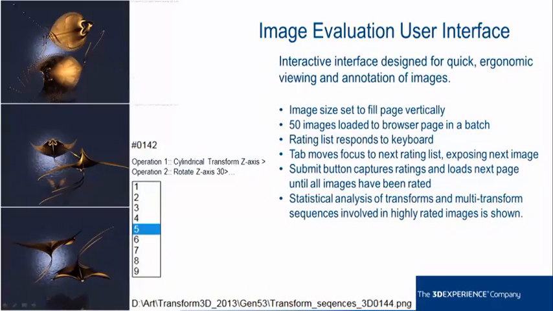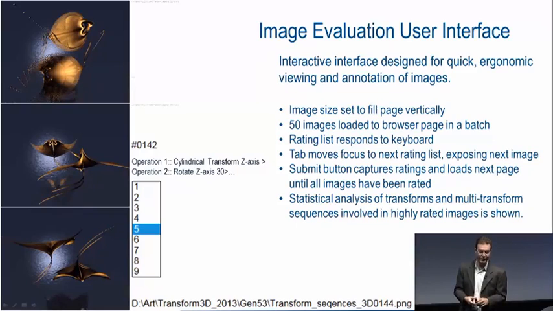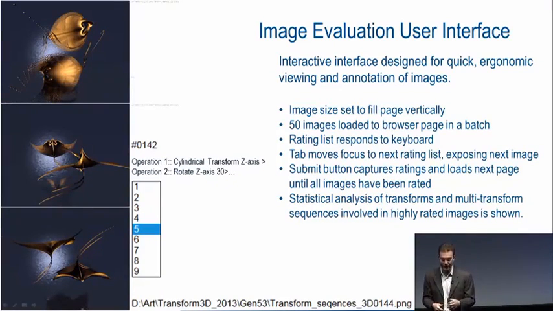And this is what the user interface looks like, and this is rescaled to make the point here. But so here's 3 images from a relatively recent run, and then the user interface elements show you the number of the image, the transformations that were applied to get there, and then your list box of available ratings, and then where that image is on disk. I've never really needed that, but it's there.